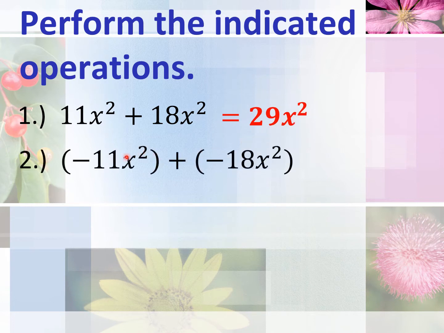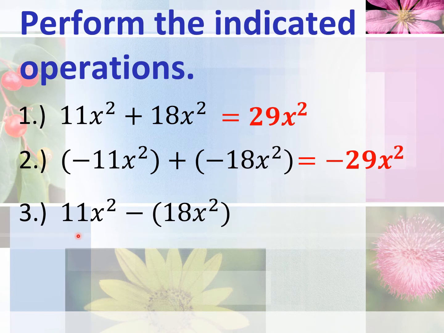Next, number 2. Negative 11x squared plus negative 18x squared. So, since parehas din sila ng variable at saka ng exponent, it means pwede nating i-add yung kanilang coefficient. And since parehas na negative, i-add na lang natin siya. So, ang magiging answer natin is negative 29 and then copy x squared.